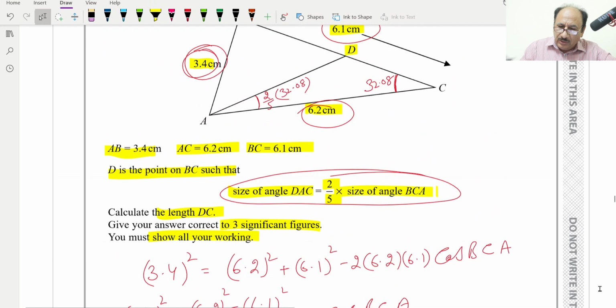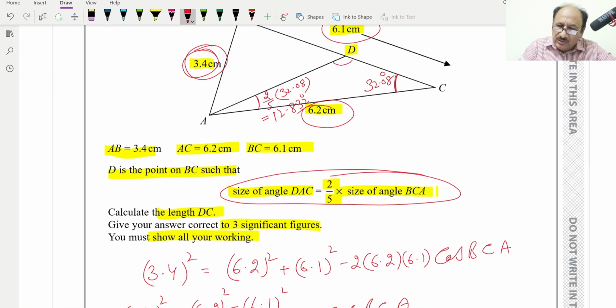12.832 degrees, and this is also in degrees. Now we found these angles. After finding these angles, we can find basically the third angle also, ADC.